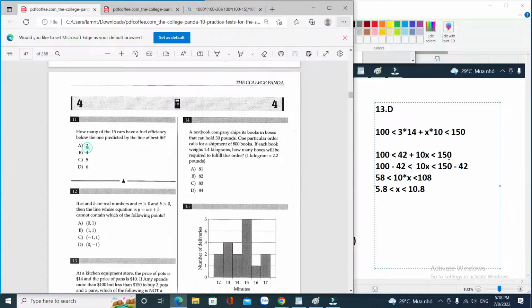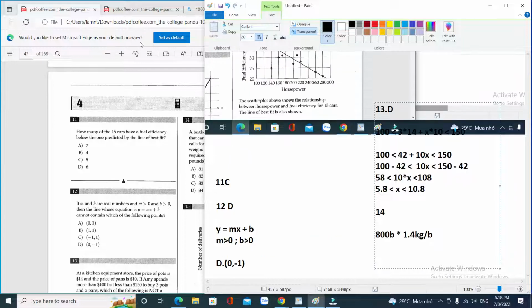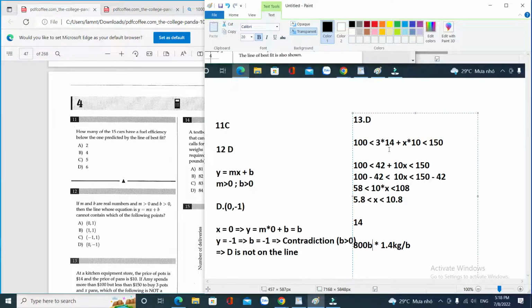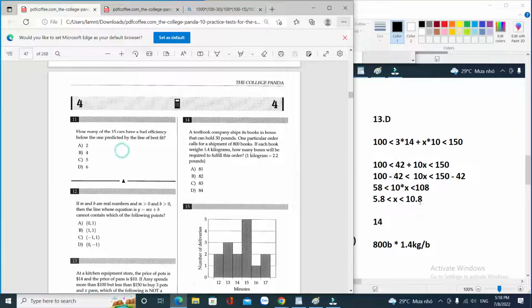Okay, so 800 books and 1.4 kilograms. So that should be number 14. So it should be 800 books times 1.4 kilograms per book, right? So 800 books, and book is going to cancel.